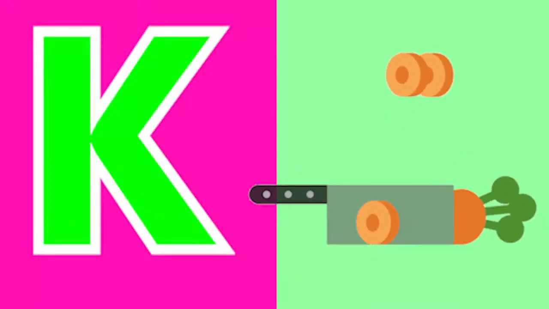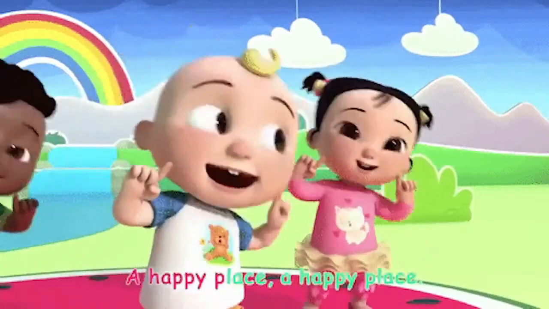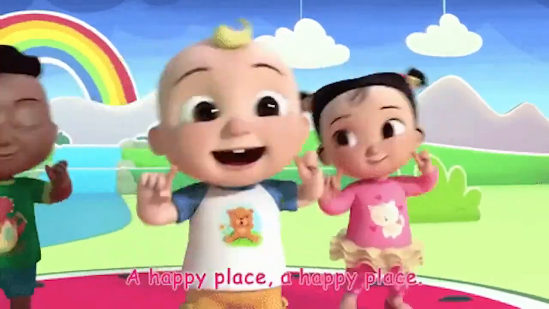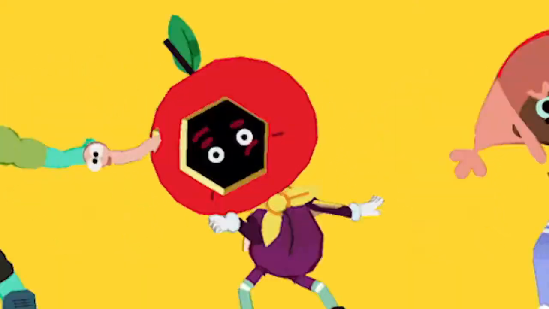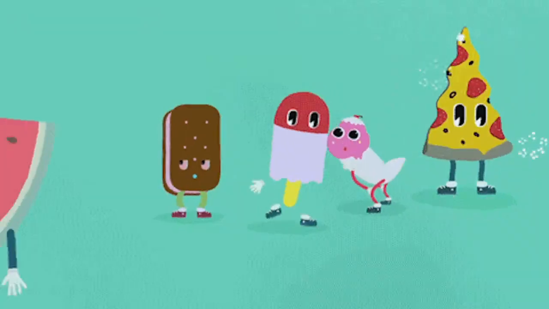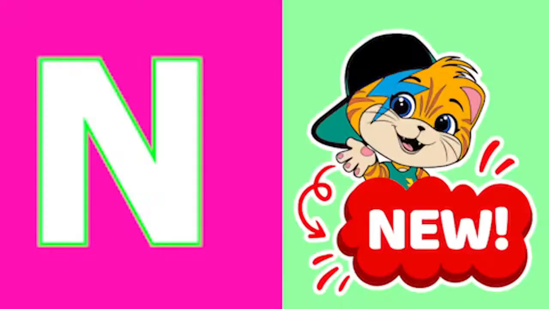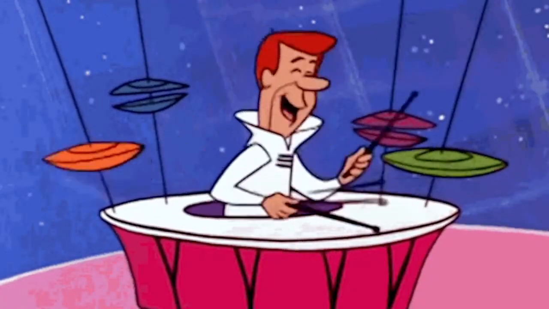K for knife and K for key. K, k, k, k. L for lemon and L for lamb. L, l, l, l. M for mouth and M for mouse. M, m, m, m. N for nut and N for nail. N, n, n, n.